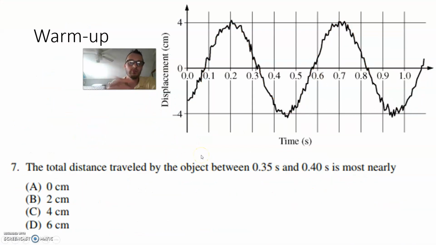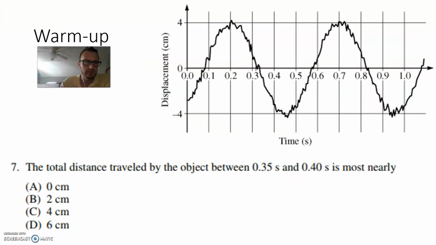Here's another example of the same graph, but asking a different question. The total distance traveled by the object between 0.35, so that's right here, and 0.4 is most nearly. This is a can-you-read-a-graph question, because this is a graph of displacement versus time. At 0.35, we're somewhere around here. You notice the labels on the graph are 0 and 4, so that's probably like -2 or something. And then at 0.4, we're probably down here at like 3.